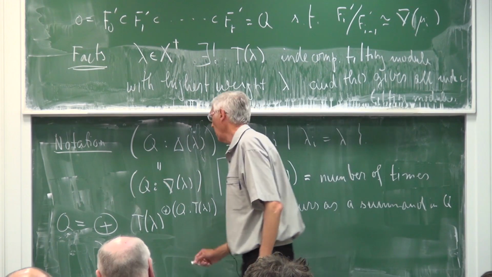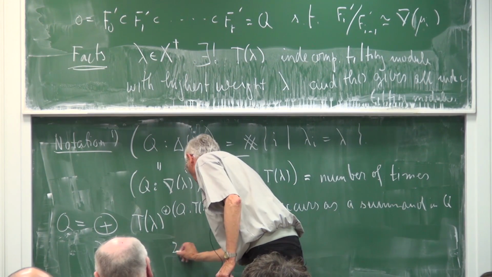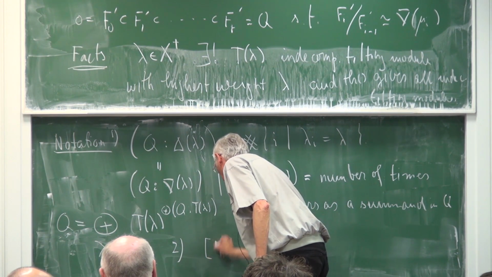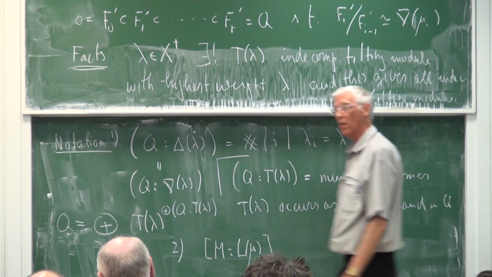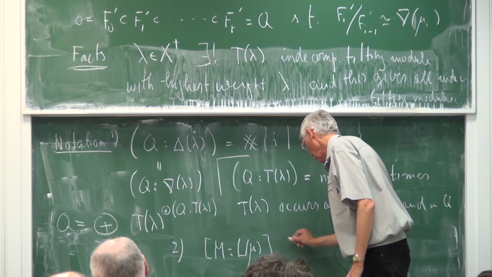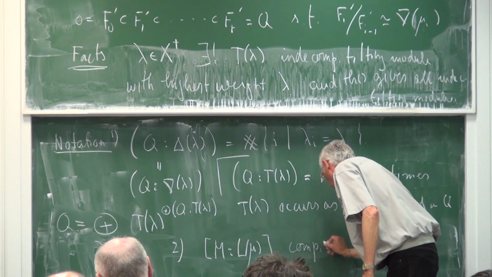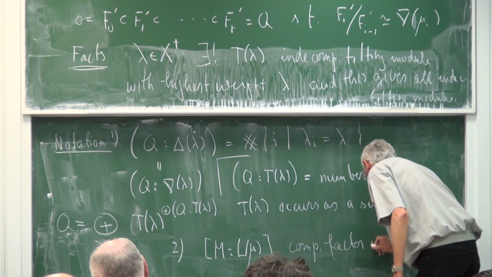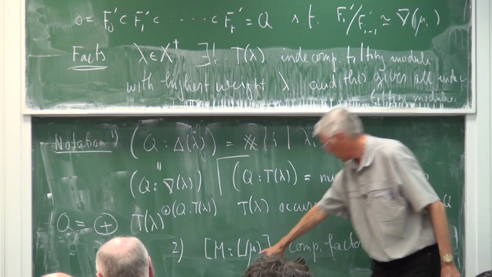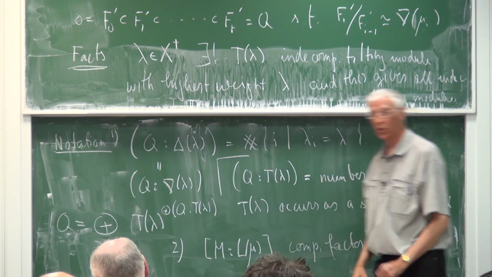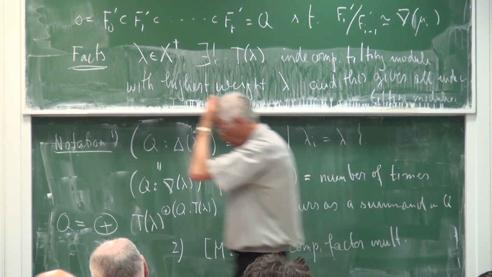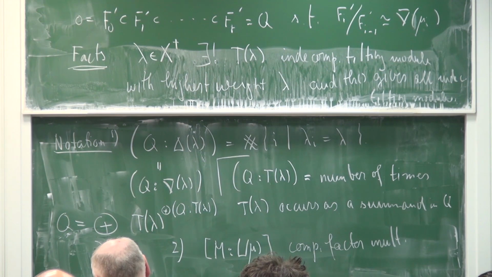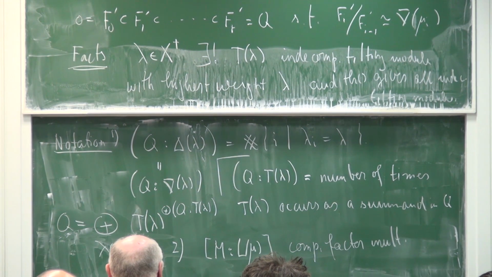The second piece of notation is, if I have any module M and I want to talk about the composition factor multiplicity, I'll denote it like this. So this is the composition factor multiplicity: the number of times this irreducible module occurs as a composition factor of M. So I put these down for several reasons. I'm going to need them later on.